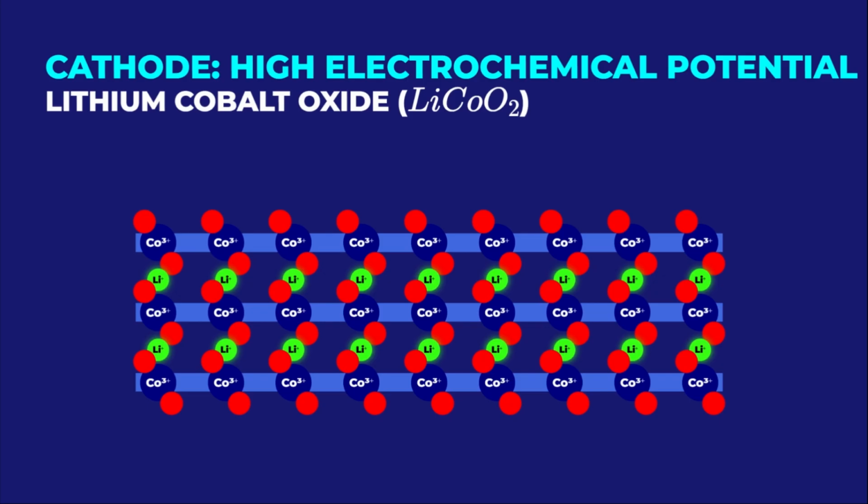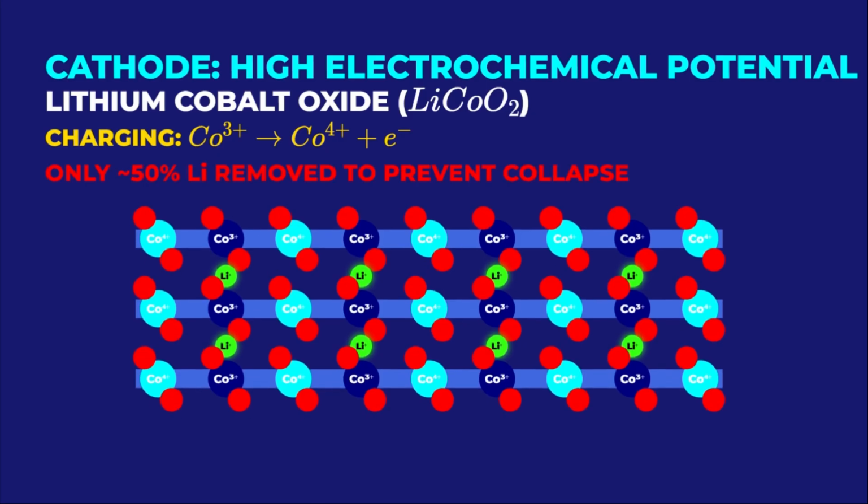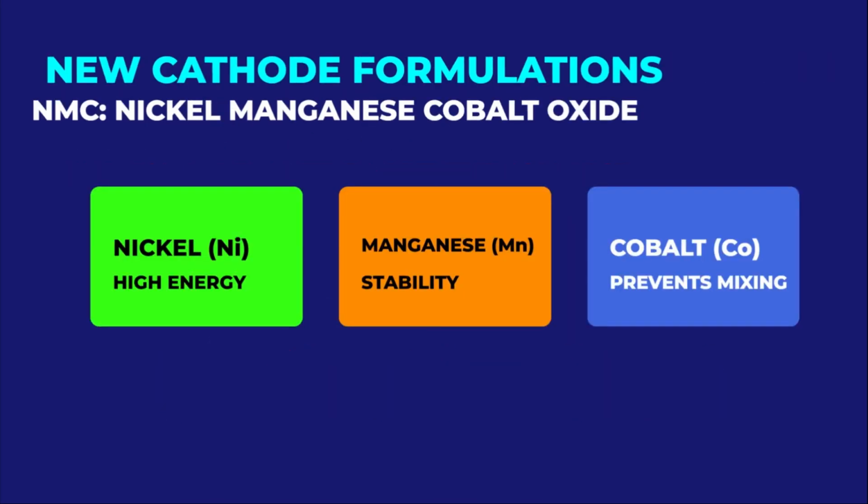Lithium cobalt oxide was the first commercial standard, featuring a layered structure where lithium sits between planes of cobalt and oxygen atoms. During charging, cobalt atoms oxidize from a 3+ to a 4+ state, releasing electrons to the external circuit while lithium ions extract into the electrolyte. To prevent the collapse of the layered framework, only about half of the lithium can be safely removed.